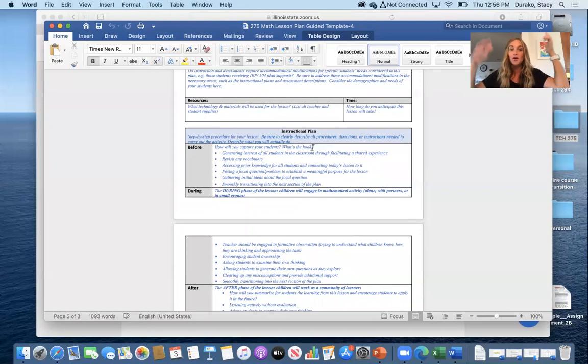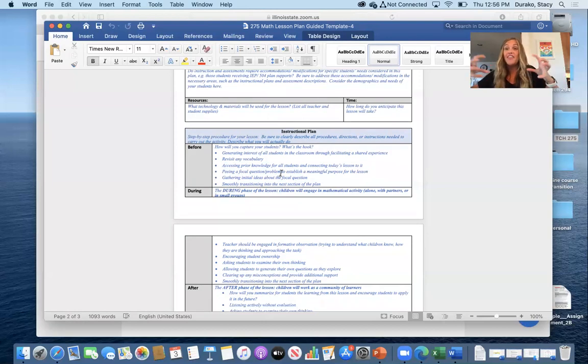And remember, the before, you want to access the prior knowledge, pose your I can statement. So think up to that objective, but turn it into student language, I can. And then smoothly transition to the during. The during is where the students are going to engage in that mathematical activity. They can either be in partners, small groups, or one-on-one.